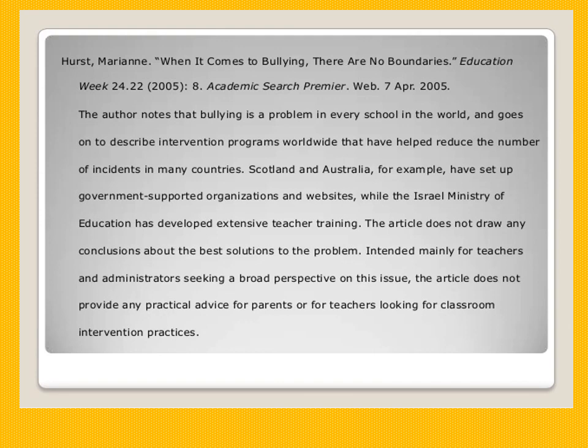So here you can say even the positive and negative, whatever drawbacks there are in the article. Intended mainly for teachers and administrators seeking a broad perspective on this issue. The article does not provide any practical advice for parents or for teachers looking for classroom intervention practices.